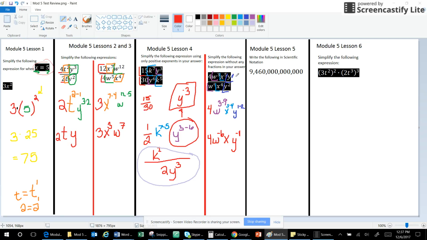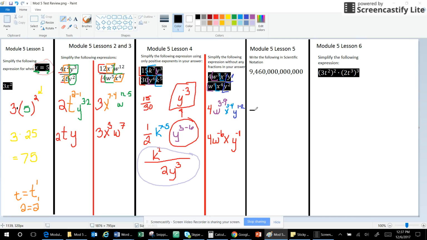All right, lesson 5, jumping in and looking at scientific notation. Go ahead and try it on your own. They want you to convert that big number there to scientific notation. Click continue when you're ready to check your work.